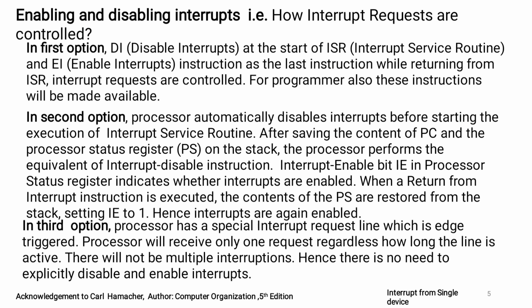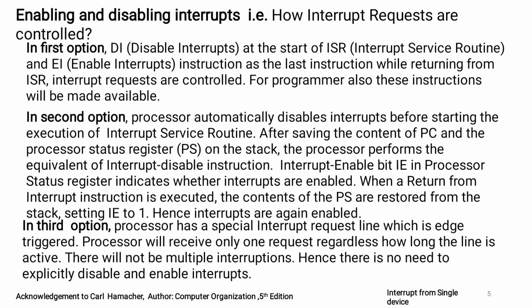In the second option, the processor automatically disables interrupts before starting the execution of the interrupt service routine. After saving the contents of the PC and the processor status register on the stack, the processor performs the equivalent of an interrupt disable instruction. Here the programmer is not giving disable and enable interrupts at the start and at the end of the ISR. Here the processor does it automatically.